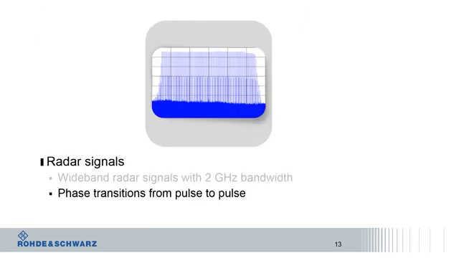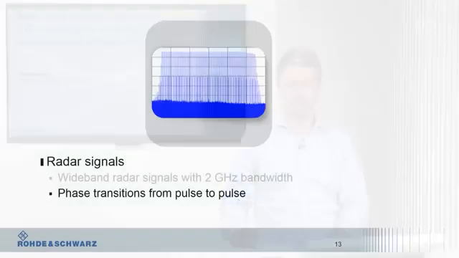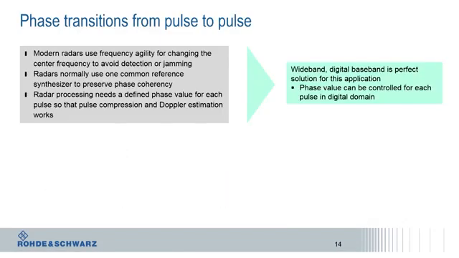Up to now, I have only talked about single pulses with large and wide bandwidth. Now I will talk about what's happening from pulse to pulse. So here we will have a detailed look at phase transitions from pulse to pulse. So why is this necessary?